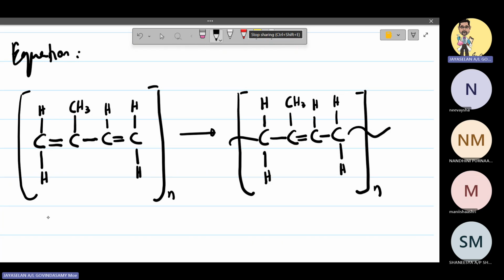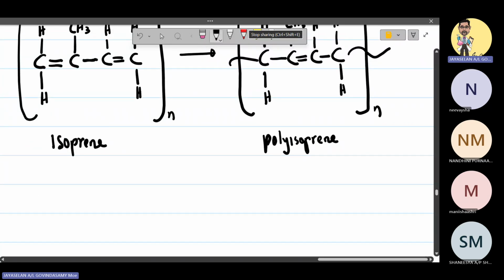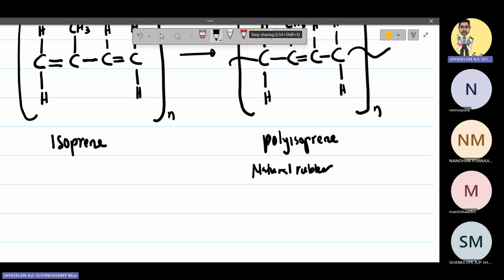So if they give you the monomer isoprene, what is the name of this? This is called polyisoprene. Polyisoprene is known as what? Natural rubber. And this natural rubber is what type?